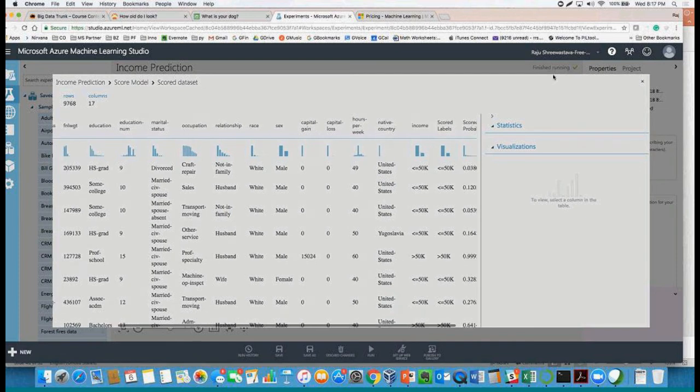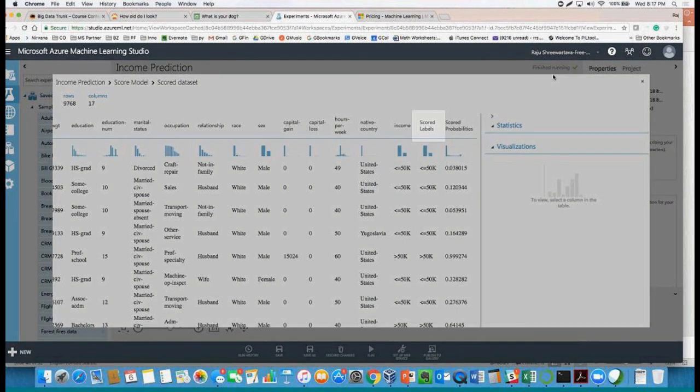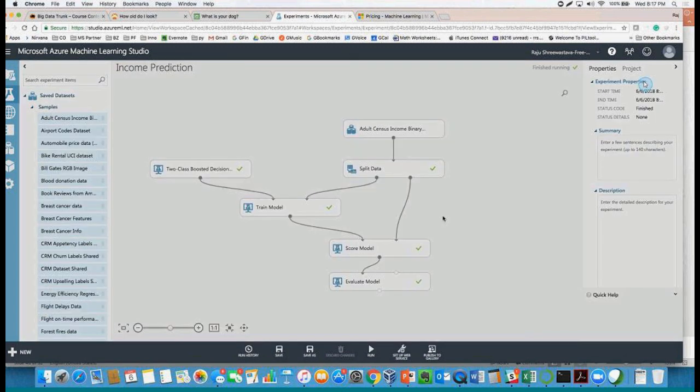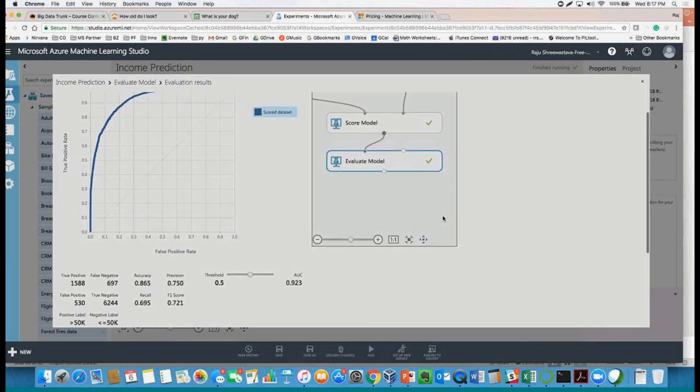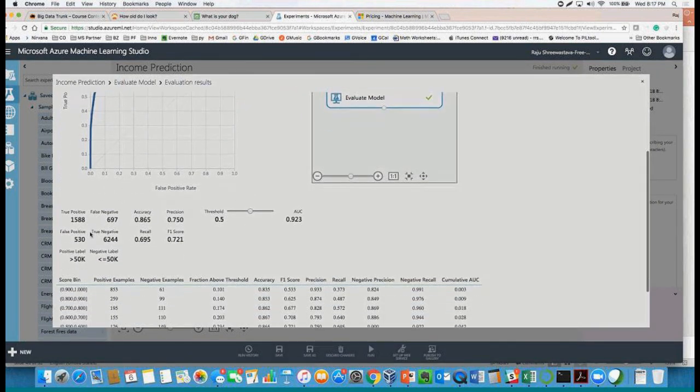So you got a new field called income, and then you also got probability, right? Remember, it's all about probability. There's the scored label, which is this much, and the probability. So both these parts are equally important. Go back and see, in the machine learning world, there are four things.